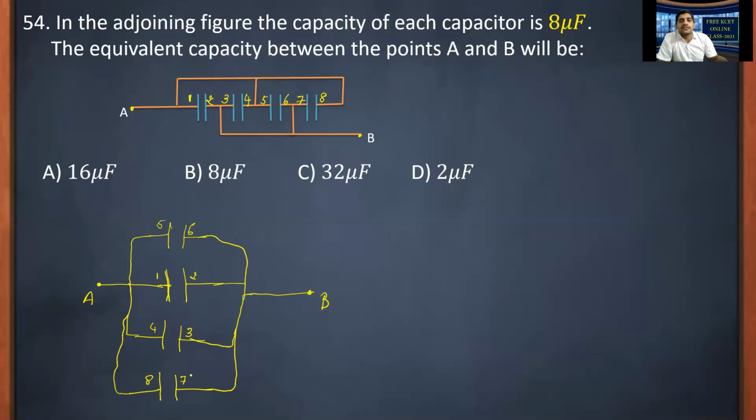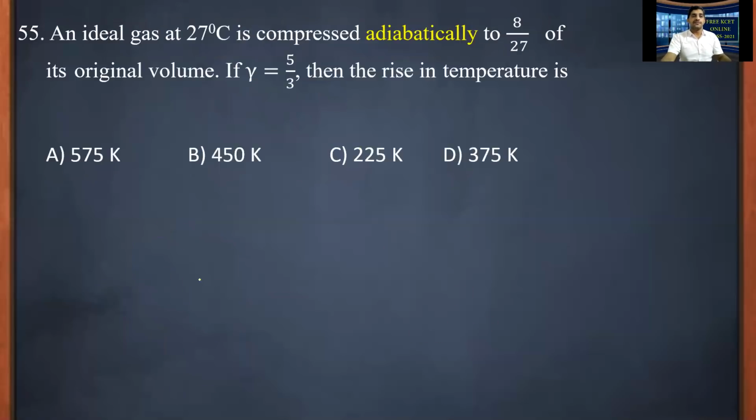When the 4 identical capacitors are in parallel, Cp will be equal to 4 times that of the C. That will be 4 into 8. So that is nothing but the 32 microfarad. So the option is C. Right. 55th.